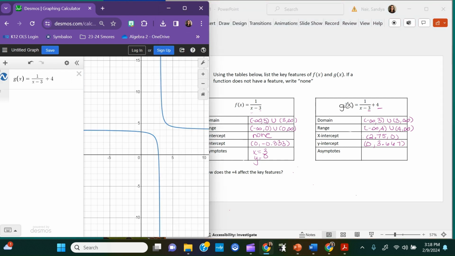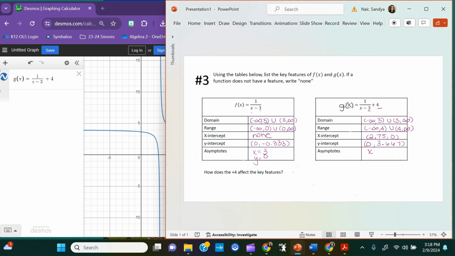Remember, it'll be x equals h for the vertical asymptote. So that'll be x equals 3. And then it'll be y equals k for the horizontal asymptote. So y equals 4. So what you can do now is think about how the plus 4 in the second equation has affected the key features.